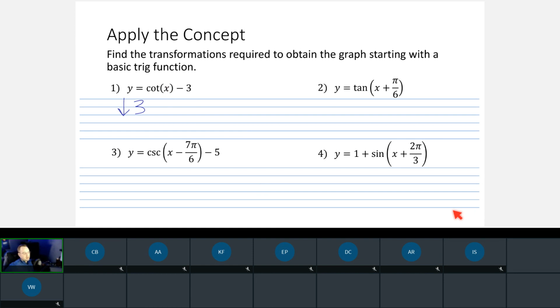In math, I hate the word none, especially NA. I guess you could say none. Yeah, I guess none works. I don't know about NA. Yeah, you could say 0 or none. There is no horizontal shift.